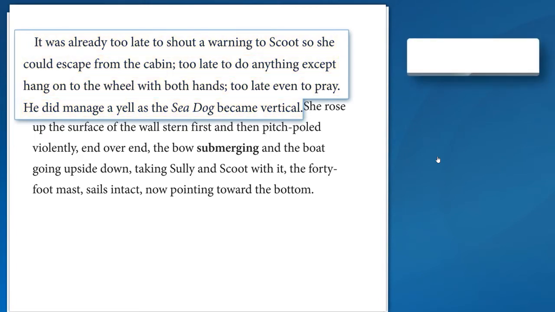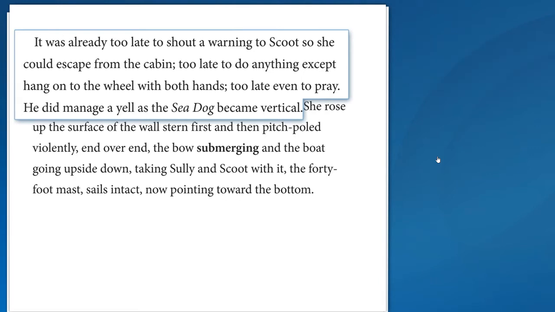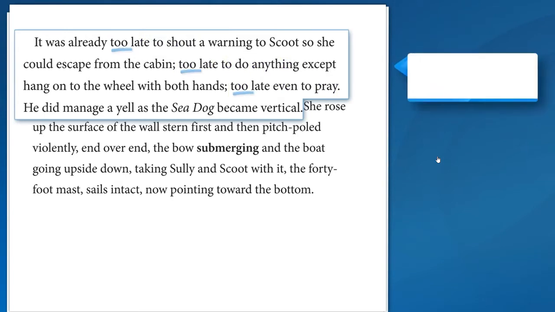Wow, so what I noticed is there's this total shift in tone from the paragraphs before. It's a calm day, they know exactly what they're doing, and all of a sudden, nature is just taking over. And the way the author keeps repeating, too late. Right, it's too late to shout, too late to do anything, too late to pray. Yeah, which shows how quickly the wave must have hit. And in the early part of the story, the author describes how prepared they were, but then this wave hits and they couldn't prepare at all.